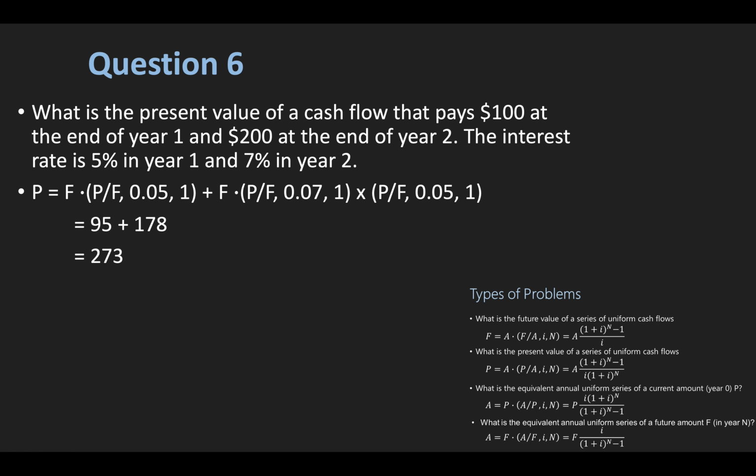Now we need to convert it back again to year 0. For this year, now we're at the end of year 1, right? From end of year 1 to year 0, the interest rate was 0.05, and the time period is still 1 year. So now whatever value we calculate here, we need to divide by 1 plus 0.05. After this calculation, the value is 178. So this is for the second cash flow. We added these two together, and that gives us $273. That's the present value for all the 2 cash flows.